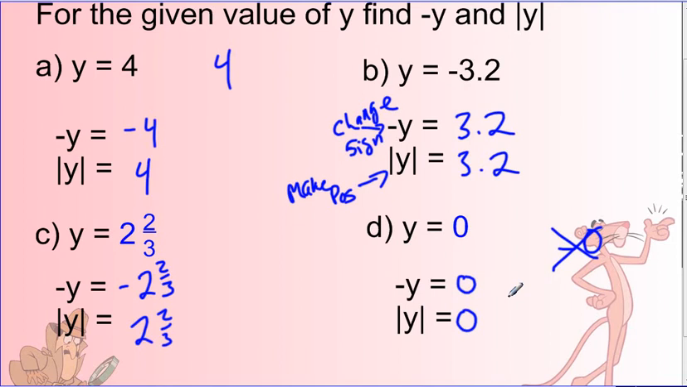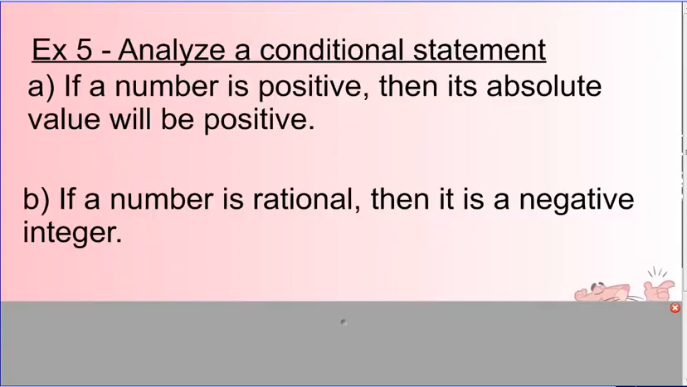All right. So now we've talked about absolute value and opposites. Opposites, you change the sign. Absolute value, you make the number positive. The last thing we have to talk about in this lesson is those conditional statements, those if-then statements. So here it says, if a number is positive, then its absolute value will be positive.